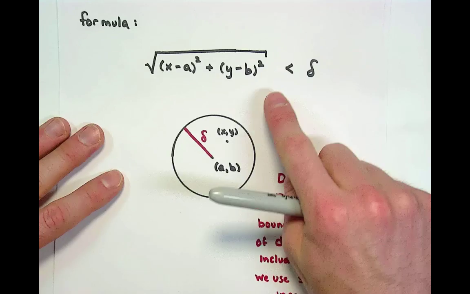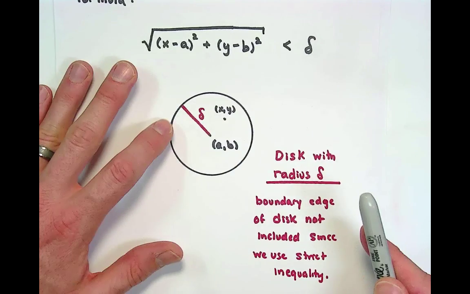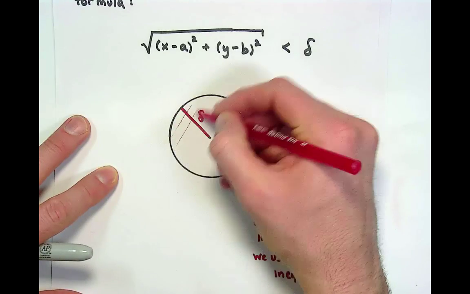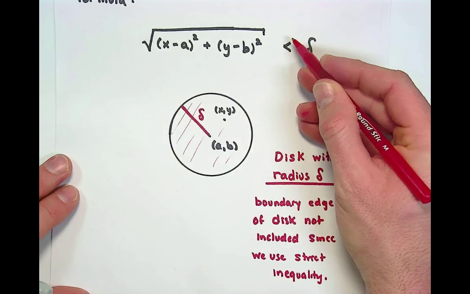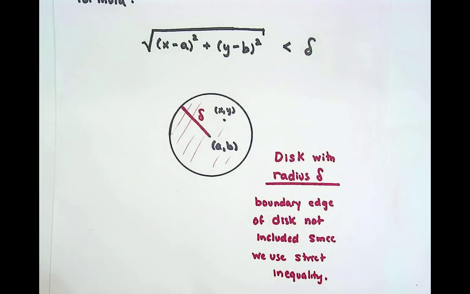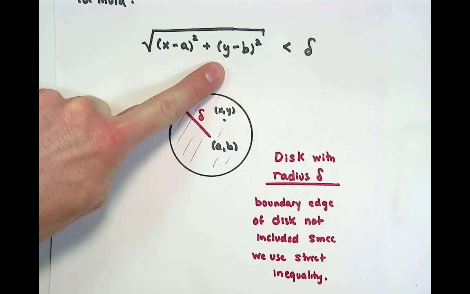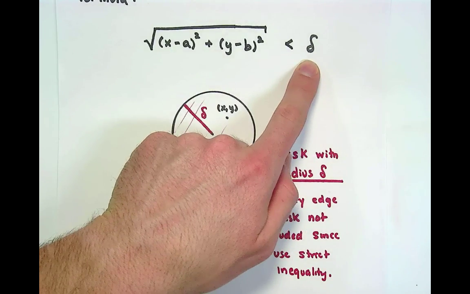One thing that I want to say is when we talk about distances, when we're trying to get inside that disk, we often do not include the boundary. So all we're doing is including the inside portion, which we'll shade here. The reason that we don't include the boundary has to do with the fact that this is a strict inequality. There's no less than or equal to there. That gets us to the concept of forcing f(x, y) really, really close to L by forcing (x, y) really, really close to (a, b).